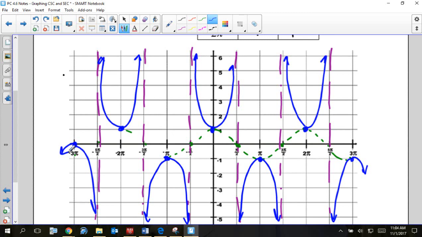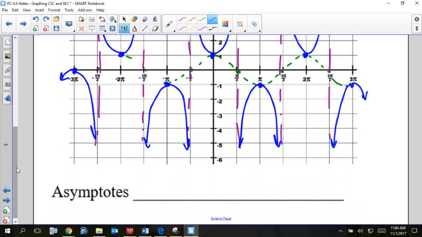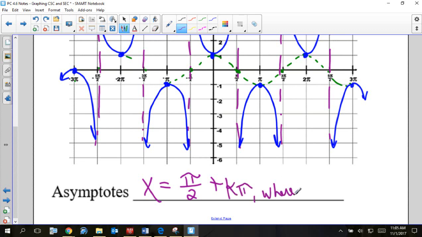Okay, once you have that graph, then we have to figure out our asymptotes. We're going to pick the first, or lowest, one that is non-negative. So what's our first asymptote that's not negative? I'm going to start with x equals pi over 2, and then I'm going to be adding on multiples of what? Pi. So k pi, where k is an integer.